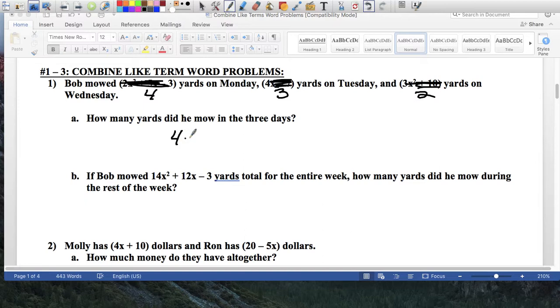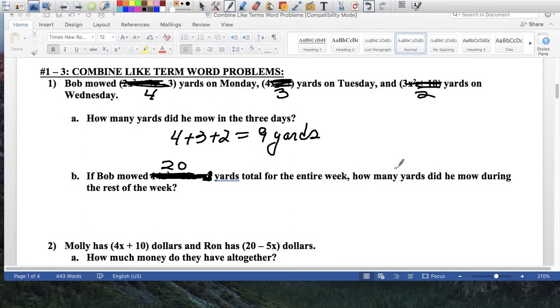Well, that would have been 4 plus 3 plus 2. 4 plus 3, 7. That would have given us 9 yards. Yeah? And then the second part, if he mowed, and I'm making this number up, if he mowed 20 yards for the entire week, how many yards did he mow during the rest of the week? Well, I already know how many he mowed on Monday, Tuesday, and Wednesday.